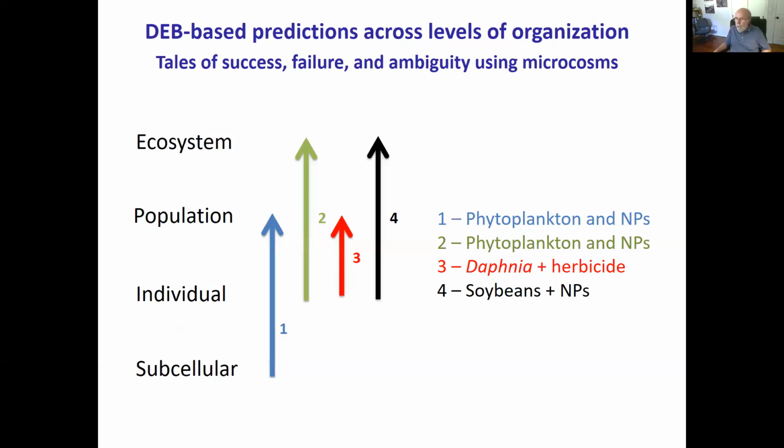Then I'm going to look in more detail at the transition between individual organism response and population dynamics using some work involving the water flea Daphnia, which I mentioned a few minutes ago. And in part to show that we can get a glimpse towards the ecosystem level, and also in part to simply make the point that dynamic energy budget models can also be applied to plants, I'm going to talk about soybeans exposed to, again, different types of nanoparticles.